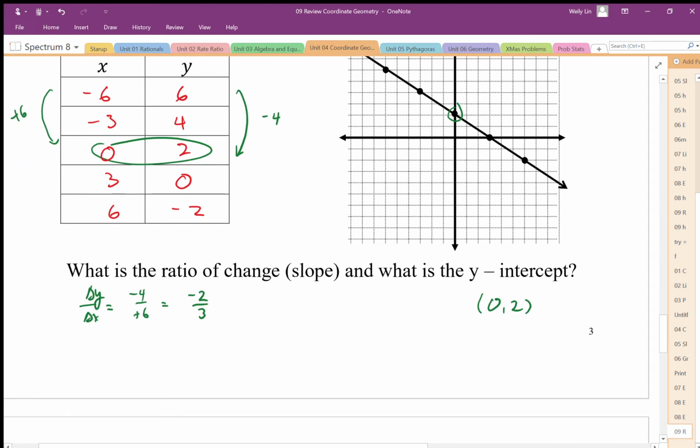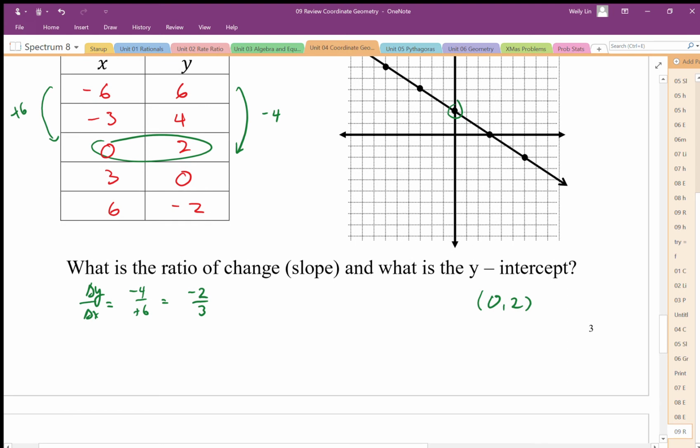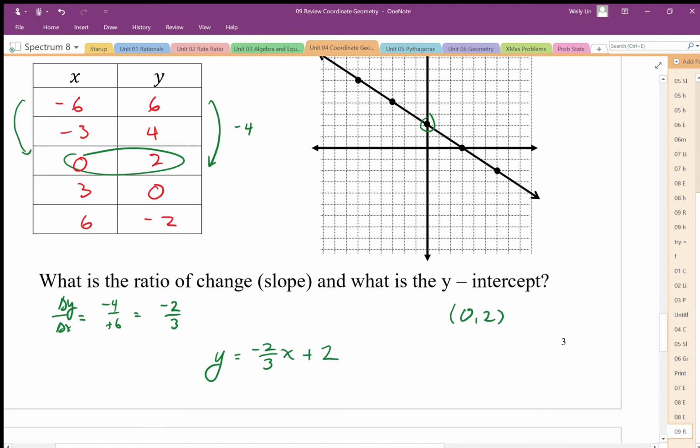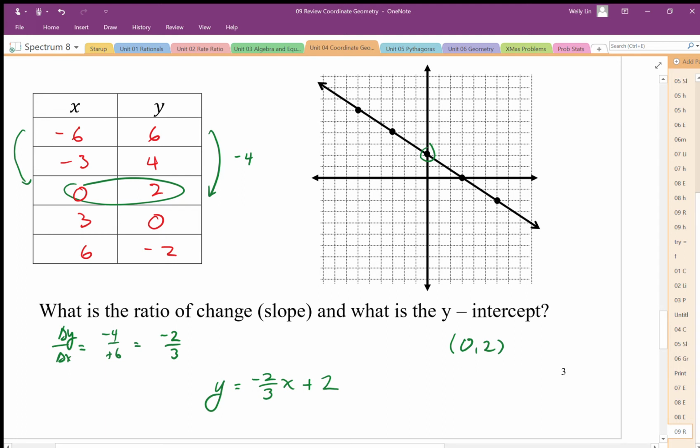It's going to be that coordinate, which is at (0, 2). Now, if I want to come up with my equation, I can write my equation as -2/3 x plus the starting point of 2. And that allows me to connect this idea of slope that I see in my graph and my table, and the starting point that I see in my graph and my table, onto my equation.